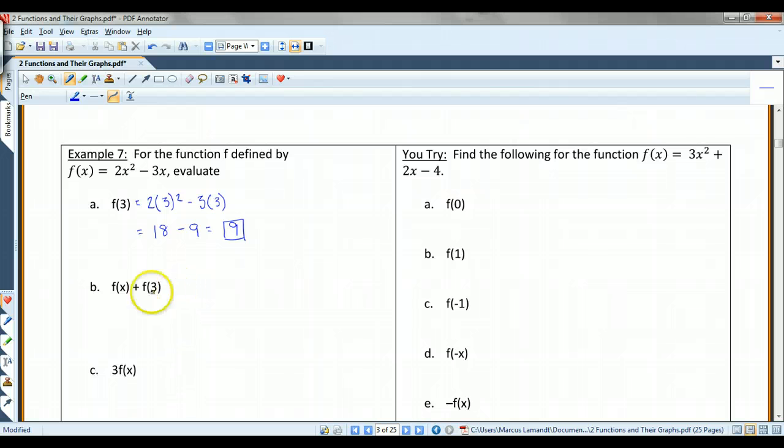Same thing here. If you just plug in x, you have 2x squared minus 3x. That's the first. That's just this one here. This one would be, well, 9. So 2x squared minus 3x plus 9. And then I got the 9 from up here.